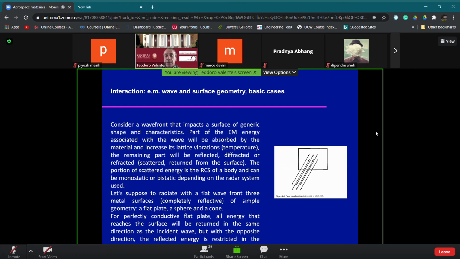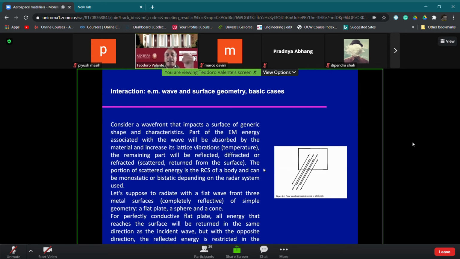And let's suppose to illuminate, that's the technical term, that means to radiate, with a flat wave front, three metals. Now we are going to make a hypothesis just to understand the phenomena, that is three metal materials, three metal surfaces, which can be completely reflective with very simple geometry: a flat plate, a sphere, and a cone.